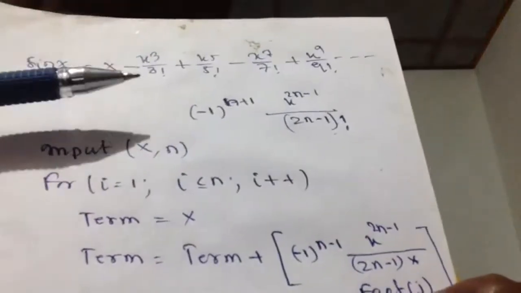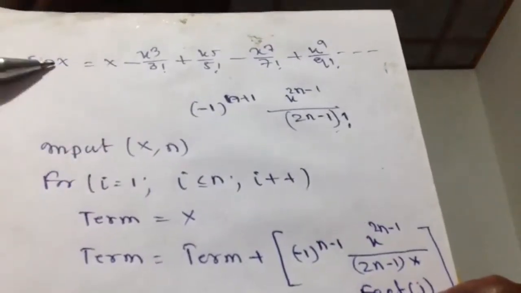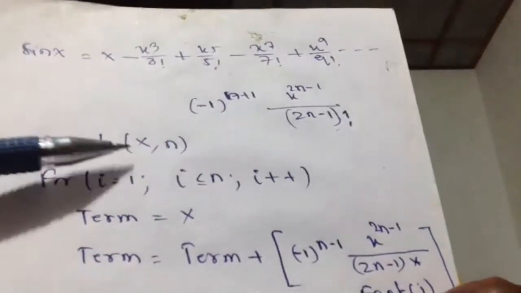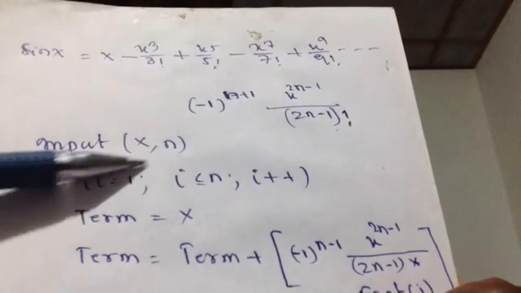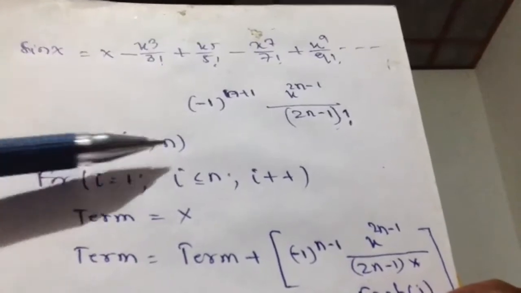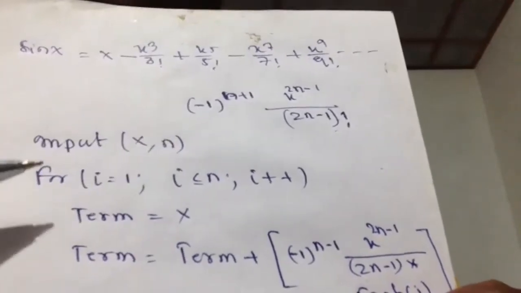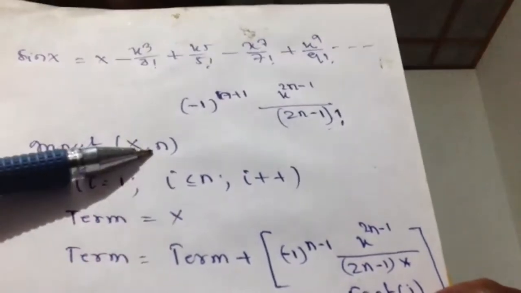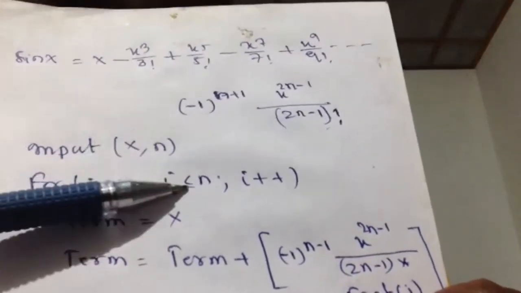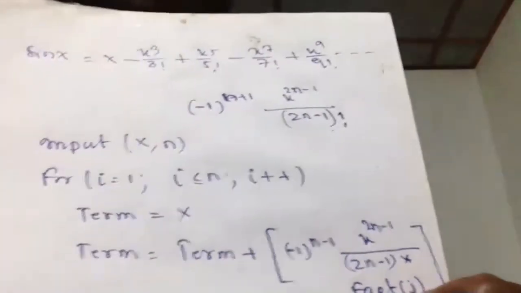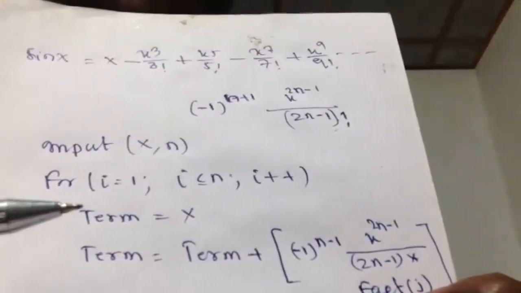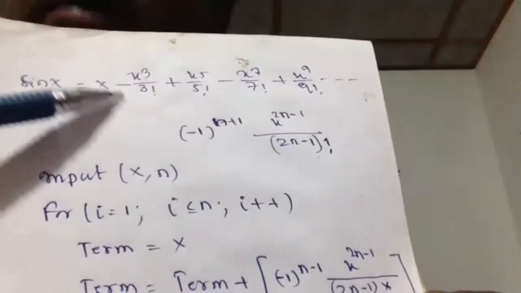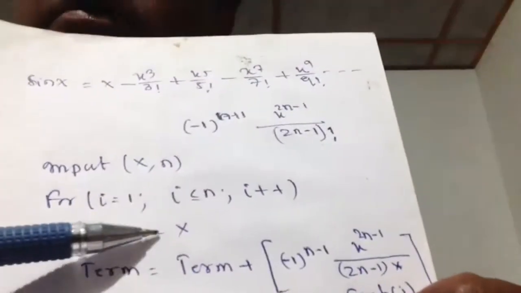What is our input? The maximum term, that is n, and the value of x. That's why I'm putting input x and n. I'm giving input. Don't put it that way. This should be scanf. Now I repeat one for loop: i equal to 1, i less than or equal to maximum term, that is n, then i plus plus. I put the first term. First term is what? In this series, x. So term equal to x.